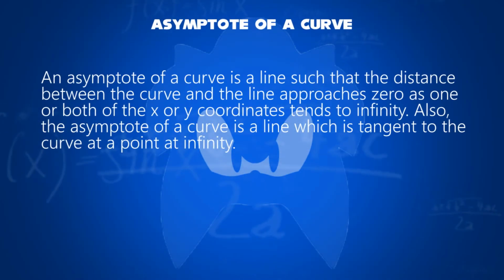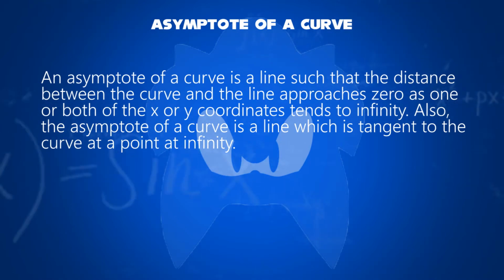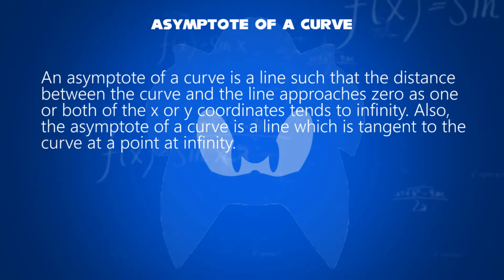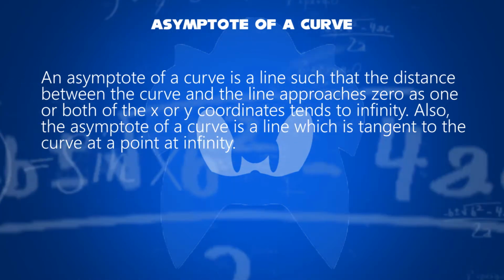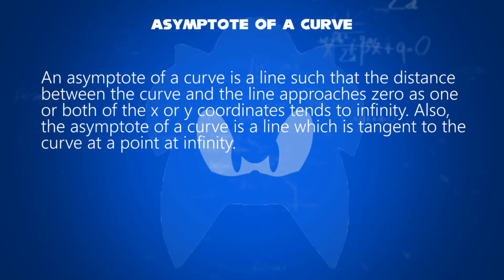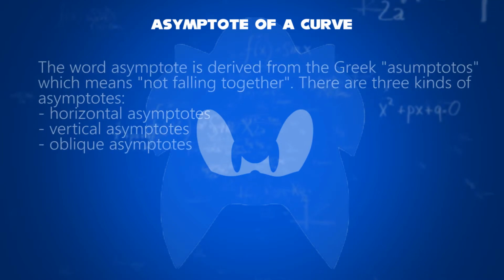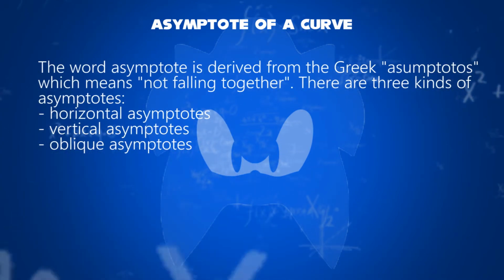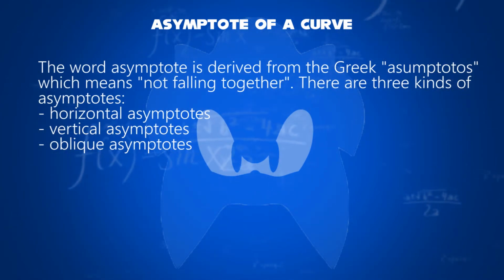An asymptote of a curve is a line such that the distance between the curve and the line approaches 0 as one or both of the x or y coordinates tends to infinity. Also, asymptote of a curve is a line which is tangent to the curve at a point at infinity. The word asymptote is derived from the Greek asymptotos, which means not falling together.